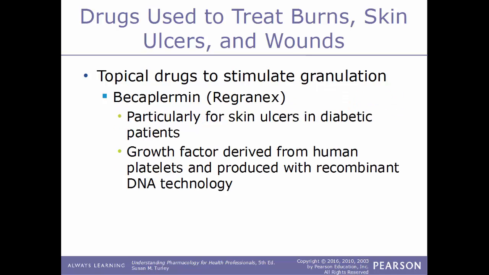You can also have topical drugs that will help stimulate granulation, which is the formation of new tissue. An example of this kind of drug would be becaplermin, which is sold under the trade name of Regranex. And this is used particularly for skin ulcers in diabetic patients. And it contains a growth factor that is derived from human platelets and produced with recombinant DNA technology.